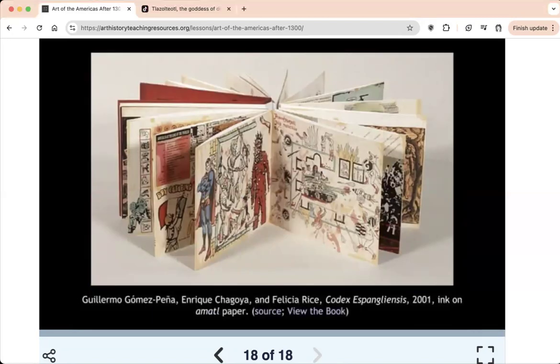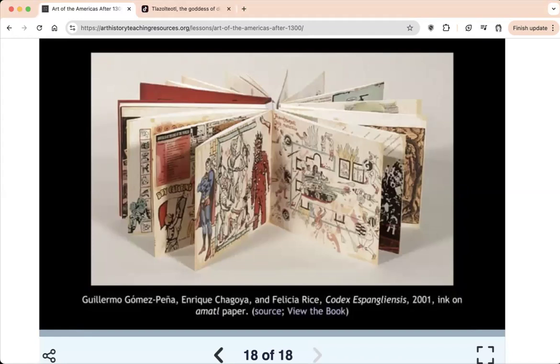All right, which leads us to our last artwork, the Codex Espondiensis. This is made by a performance artist, Guillermo Gomez Pena, and visual artist Enrique Chagoya, and the book artist Felicia Rice. They all collaborated to create this book in 2001. It's a contemporary take on the historical codexes that were made about the history of the Americas.